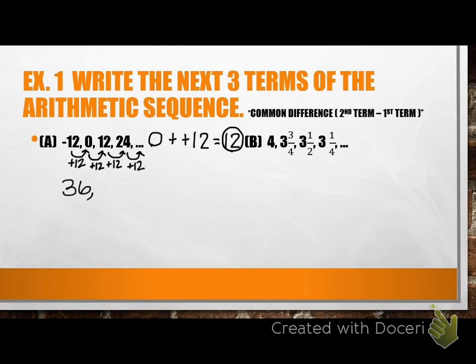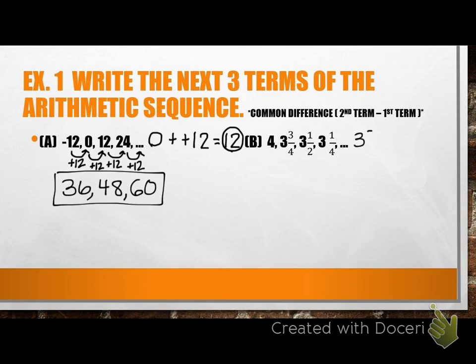We add 12 to 36 and we get 48. And we add 12 to 48 and we get 60. Very good. So there are the next three numbers in our sequence. All right, so for letter B, what number is in the second position? What is the second term of this list?